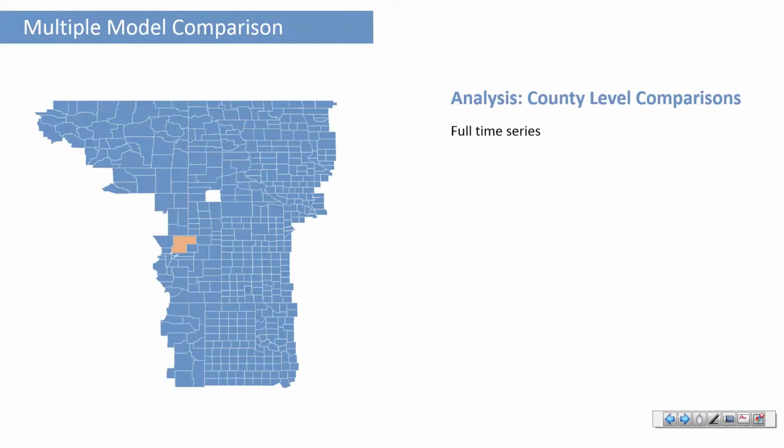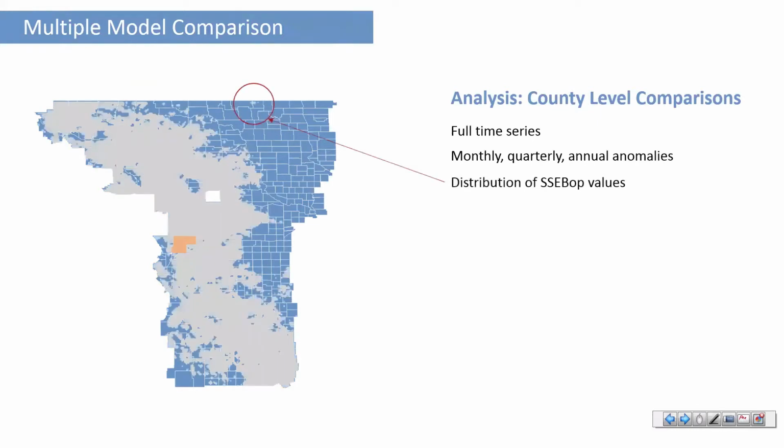County level comparisons, we were interested in looking at for a specific county, can we see that full monthly time series for both models of ET estimates? Then can we also break those down into aggregations, looking at anomalies for monthly or growing season or quarterly, annual anomalies? Can we see multiple time series? And then we're also interested in seeing the underlying distribution of CBOT values. So for a county at a given month, we're looking at either the mean or median CBOT value.